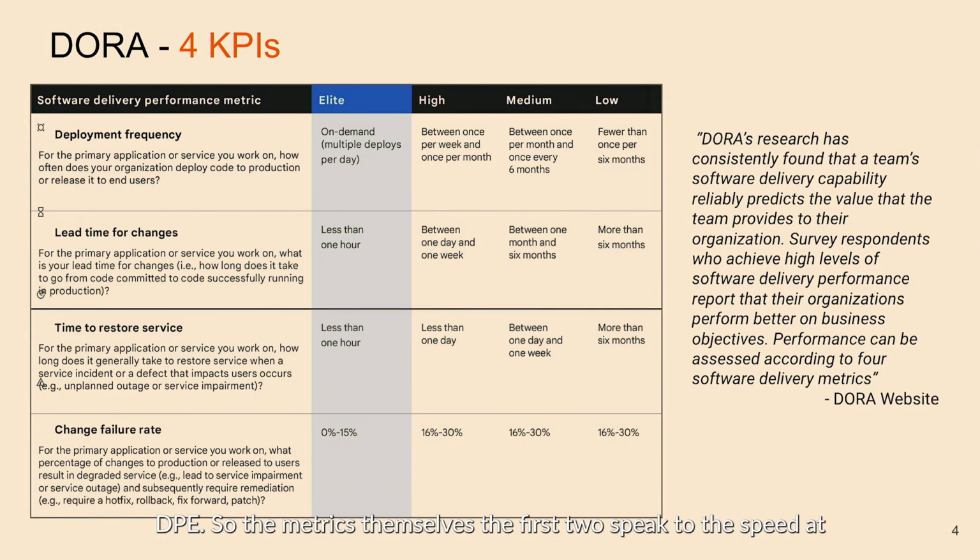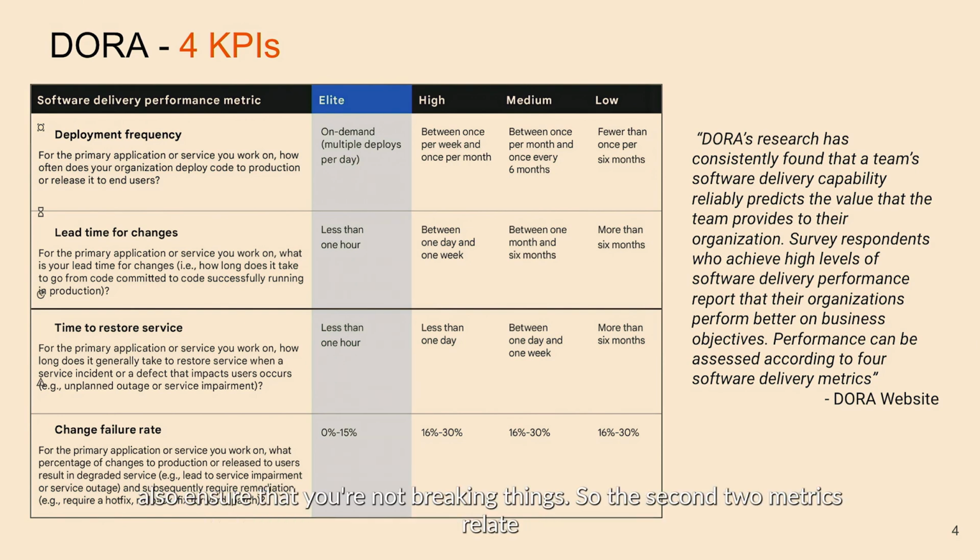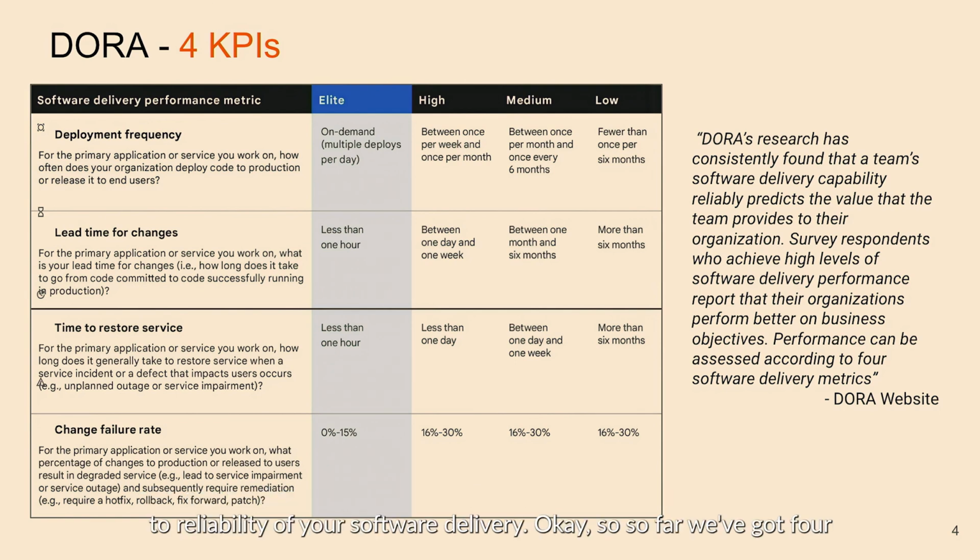So the metrics themselves, the first two speak to the speed at which you deliver software. But that's not the full story. You've got to deliver fast, but while you're moving fast, you've also got to ensure that you're not breaking things. So the second two metrics relate to the reliability of your software delivery. Okay, so far we've got 4 KPIs.